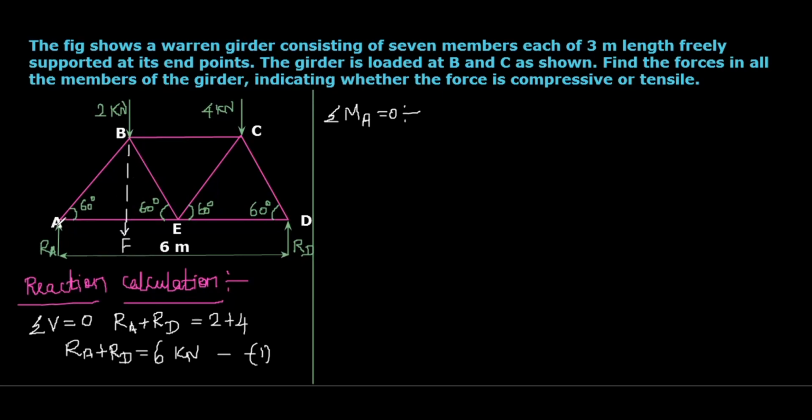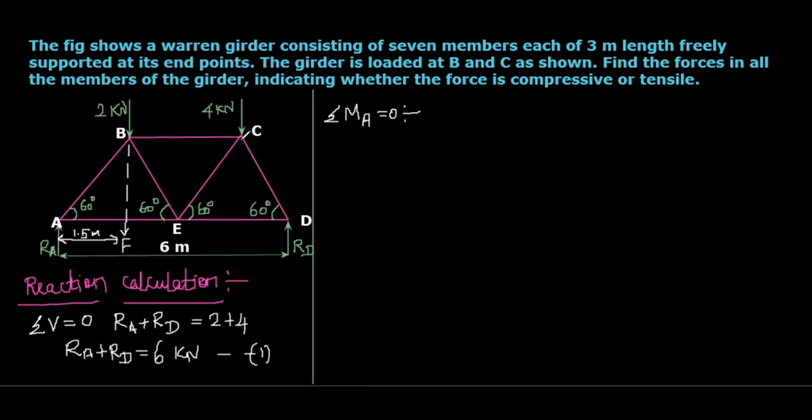And then we know that if all the members have 3 meter length, and it is an equilateral triangle, this AF will be half of the length AE. So this will be 1.5, this will be 1.5. That means this dimension will be 1.5 meters, and each segment like this we will get 1.5 meters.